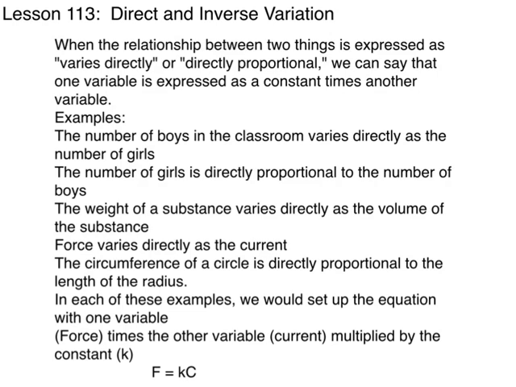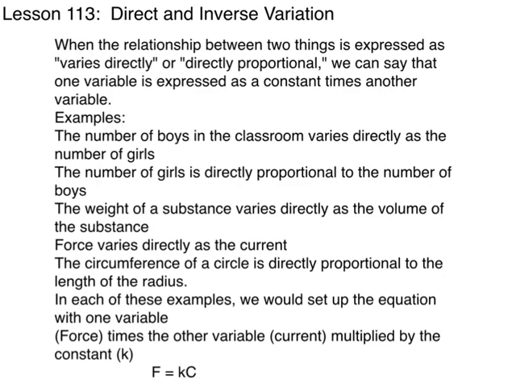This is Algebra 1, Saxon's third edition, lesson 113, and this lesson is on direct variation and indirect variation. So when you see a problem that says that two things vary directly or two things are directly proportional, we say that one of those variables is expressed as a constant multiplied by the other variable.